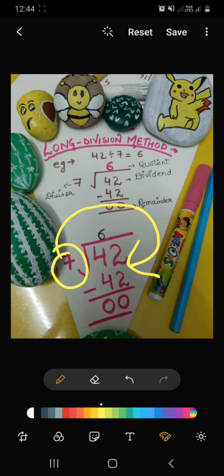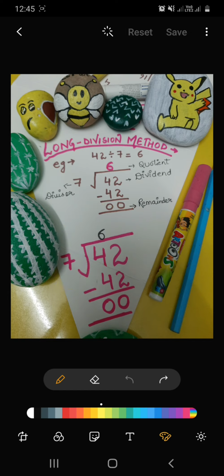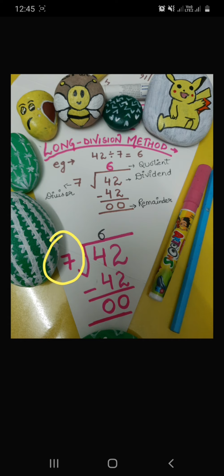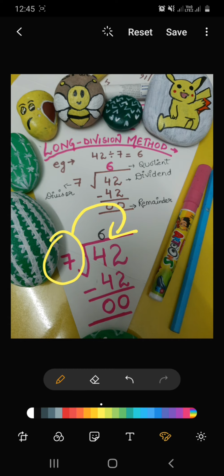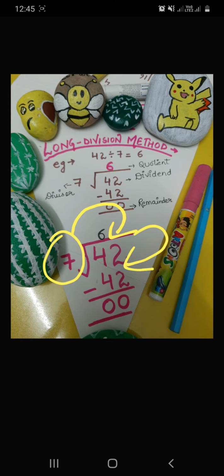So what we have to do is we have to read the table of 7. So we shall read, yes, 7 1 is 7, 7 2 is 14, 7 3 is 21, 7 4 is 28, 7 5 is 35, 7 6 are 42. Oh, we got the answer. 7 6 are 42. So how many times 7 got 42? 6 times. 7 6 are 42.